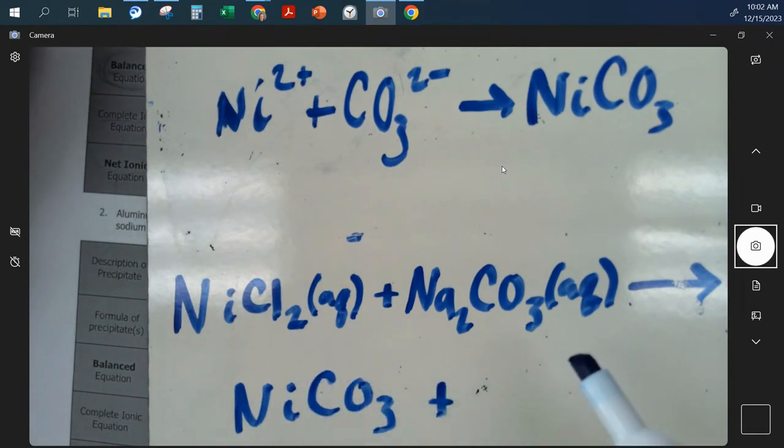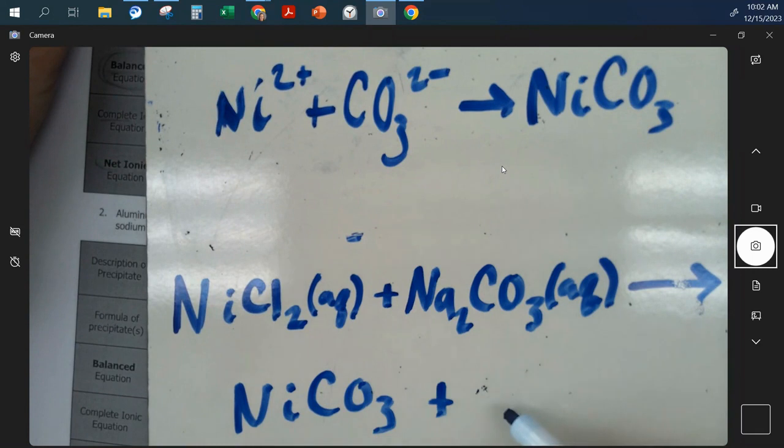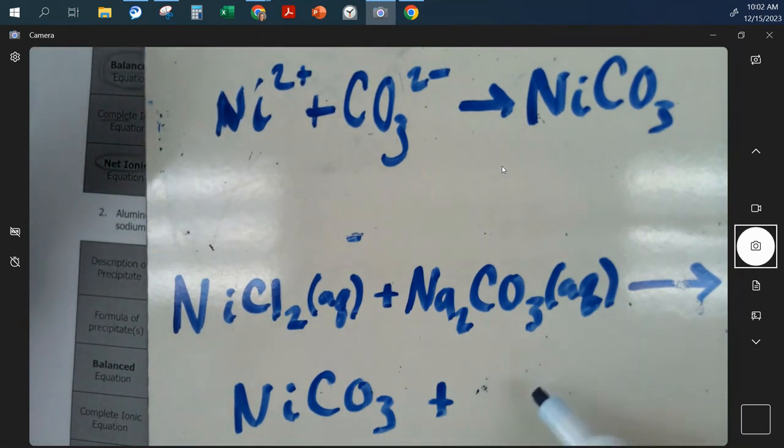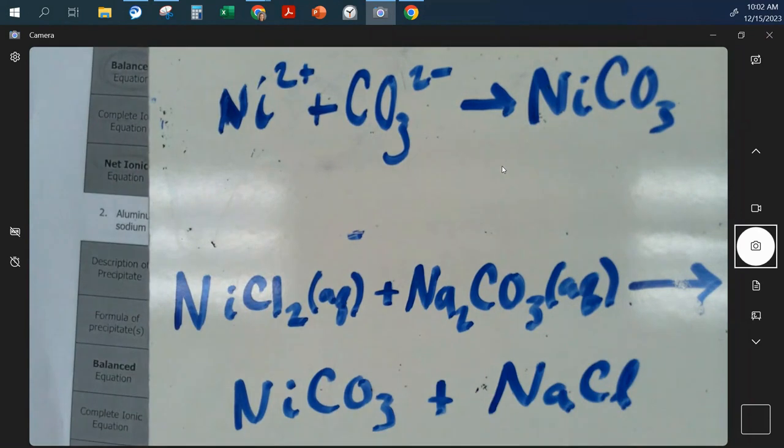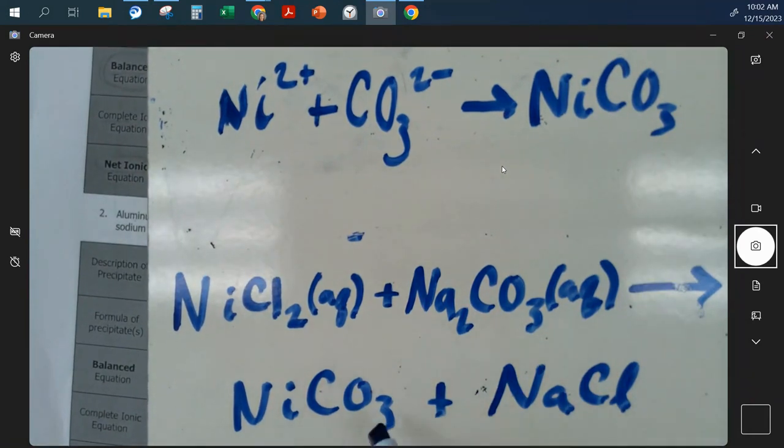So to produce, we got nickel carbonate plus, so it says and sodium chloride. What's the formula for sodium chloride? Sodium is Na. Yeah. Sodium is a weird one. Na. You got it. Yeah, you're good. NaCl. Oh, and then we have to decide which of these, what phase are these?